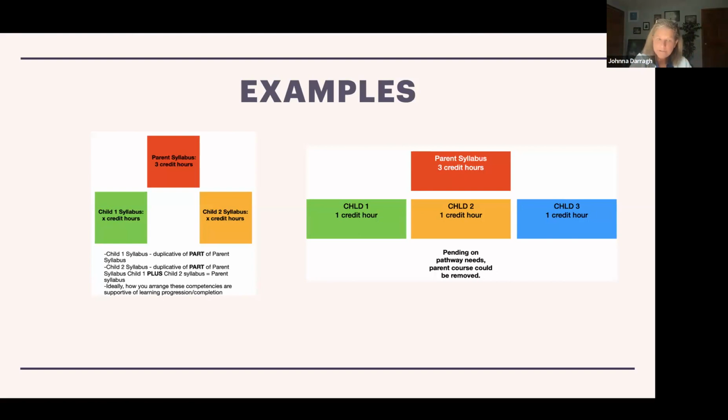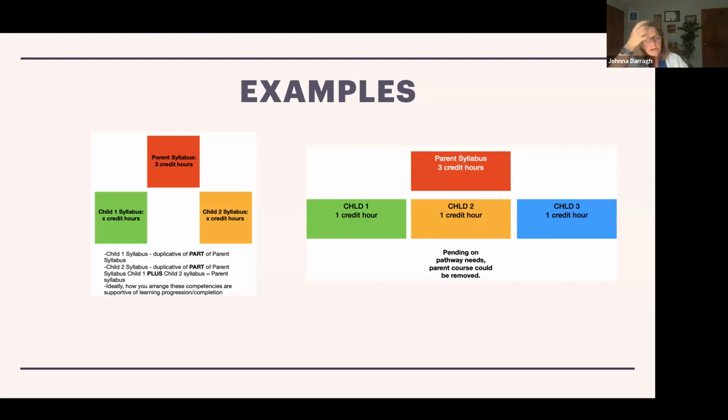The second syllabus is duplicative of part of the child 1 plus child 2 syllabus. Those two together comprise that parent syllabus. Another option is to take those level 2 competencies, isolate them, take those level 4 competencies, isolate them in that orange in the middle, and then take those blue and isolate the level 4.